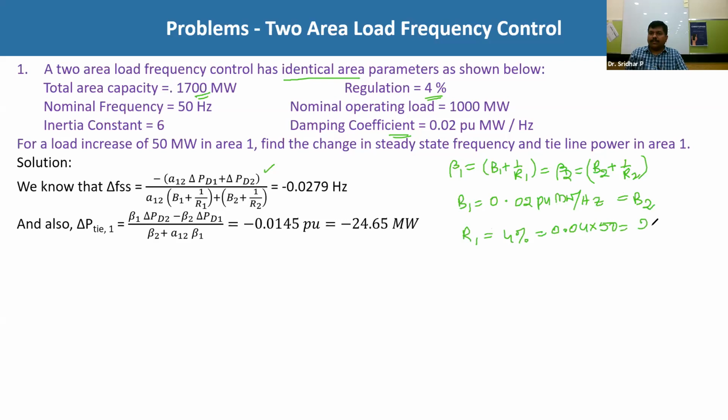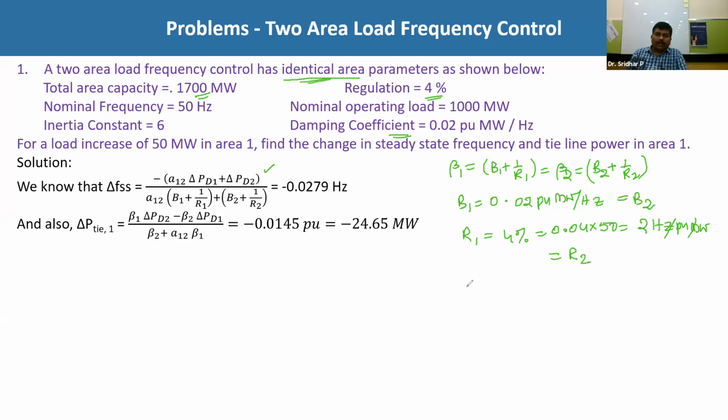So that value is nothing but 2 hertz per unit megawatt. So this is the R1 value. The units are very, very important. This is 2 hertz per unit megawatt. This is R1, and this is also equal to R2. Why? Because these are identical area parameters.